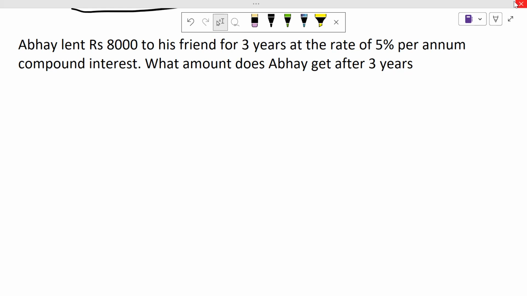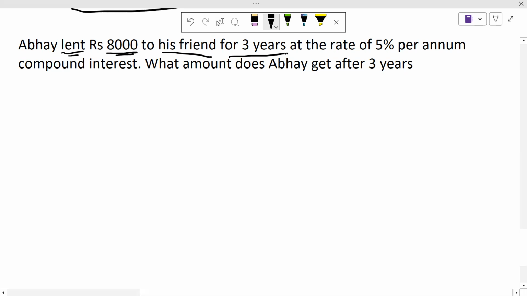So today another problem is coming here, and that is mentioned here. Avoid lent rupees 8,000 to his friend for 3 years, at the rate of interest of 5% per annum, and compound interest is given. What amount does Avoid get after 3 years?